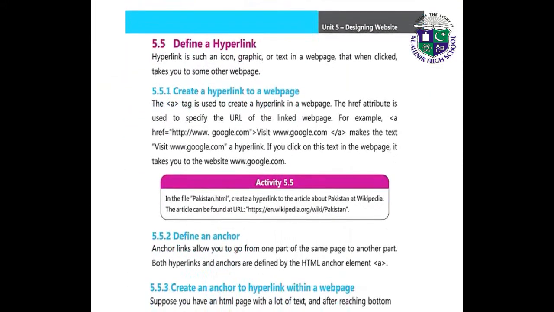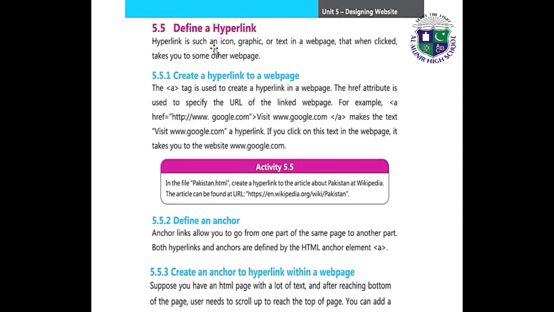What is a hyperlink? A hyperlink is an icon, graphic or text in a web page that when clicked takes you to some other web page. We can create a hyperlink to a web page. A small a tag is used to create a hyperlink in a web page. The href attribute is used to specify the URL of the linked web page.